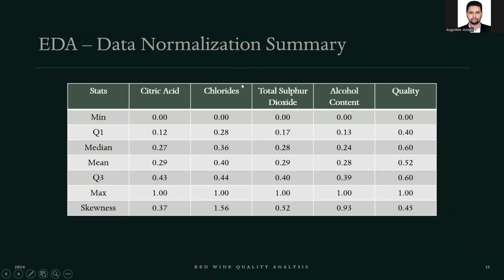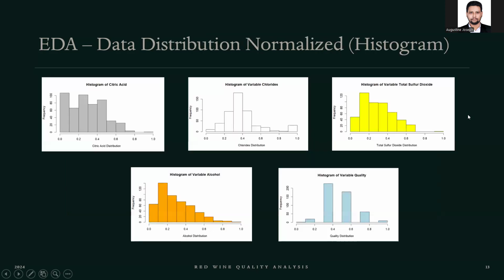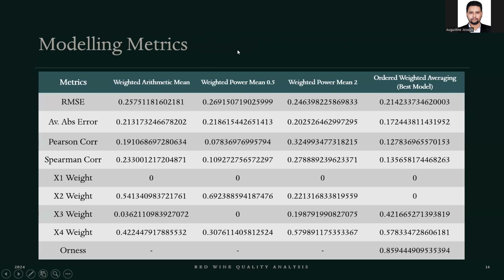Now coming to the data summary after the transformations and after the data normalization. We did min-max normalization, and based on that, we can see the summary. The minimum of every variable is 0 and the maximum is 1. You can see the skewness also shown in this presentation. Based on the normalized data, we are again creating the histograms, and you can see almost all the variables are now symmetric. Based on that, we model the data.